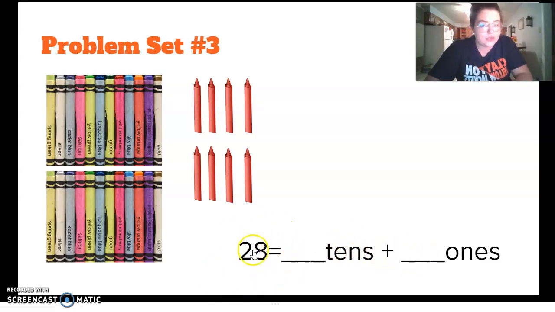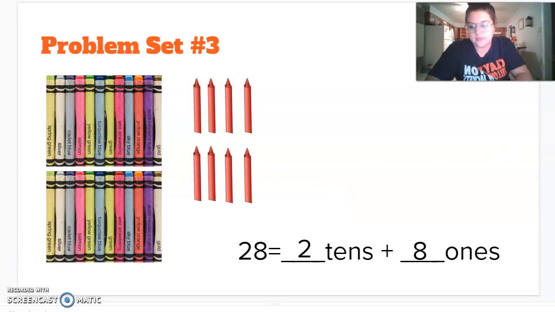How many tens do we have in 28? Well, right here we can look at the picture. We have 1, 2 tens. So 2 tens. How many ones? Once again, you could count the picture, or you could just look at the ones place value in 28. So let's go ahead and count. 1, 2, 3, 4, 5, 6, 7, 8. 8 ones.